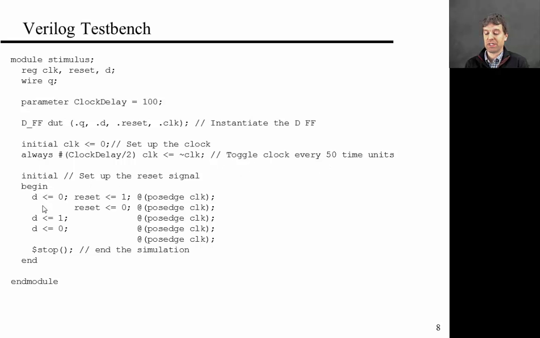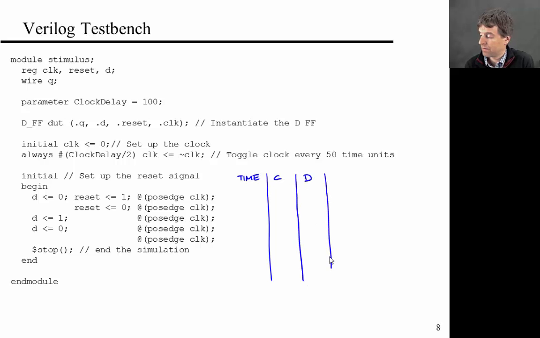And then we run the actual test bench. So we say initial, begin. First we're setting data to 0, reset to 1. Let me just quickly write that down. We're going to make a little table here of what we're actually expecting. So we have time, clock, data, reset, and output Q.